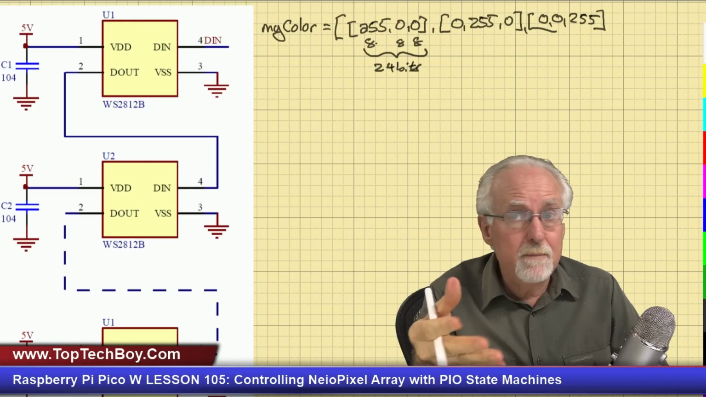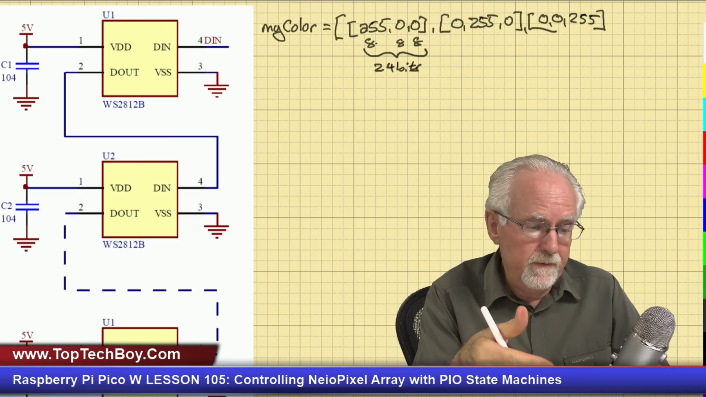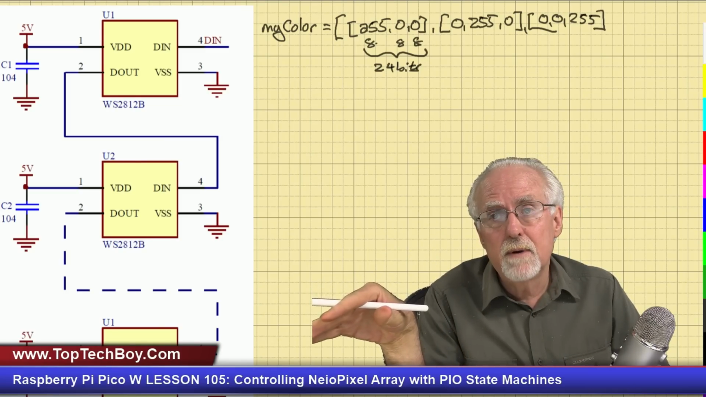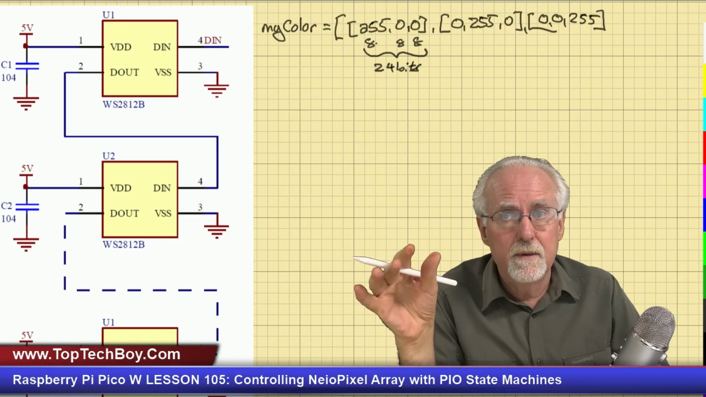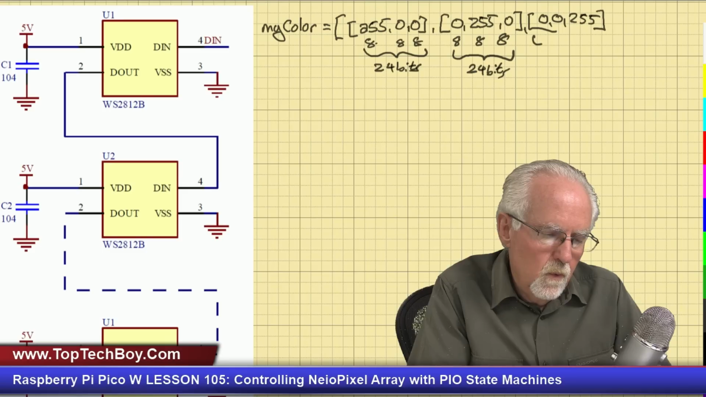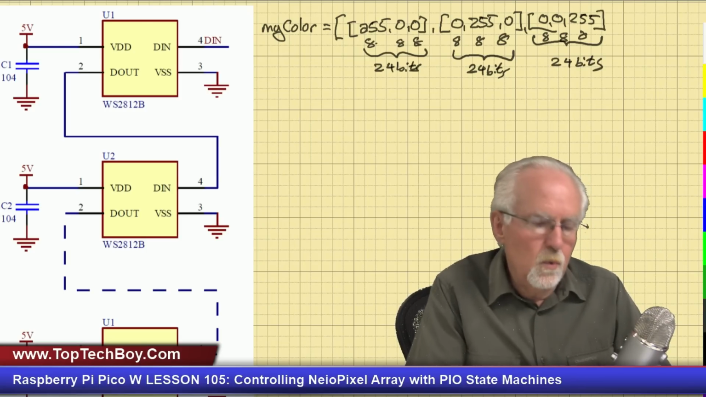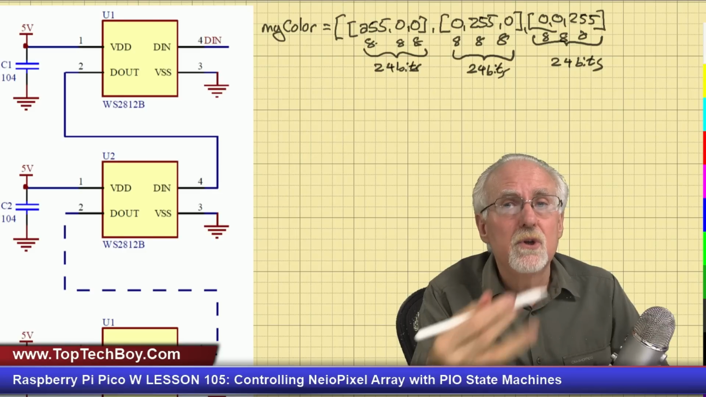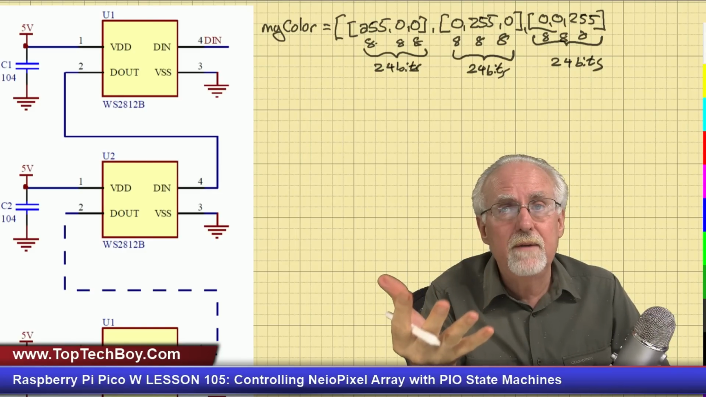Now, the biggest number I can have in 8 bits is 255, and the smallest number I can have in 8 bits is 0. And so we just have to understand that. Then this is 8, 8, 8 for 24 bits. And then what is this? This is 8, 8, 8 for 24 bits. Okay, so what you see is each pixel needs to receive 24 bits.